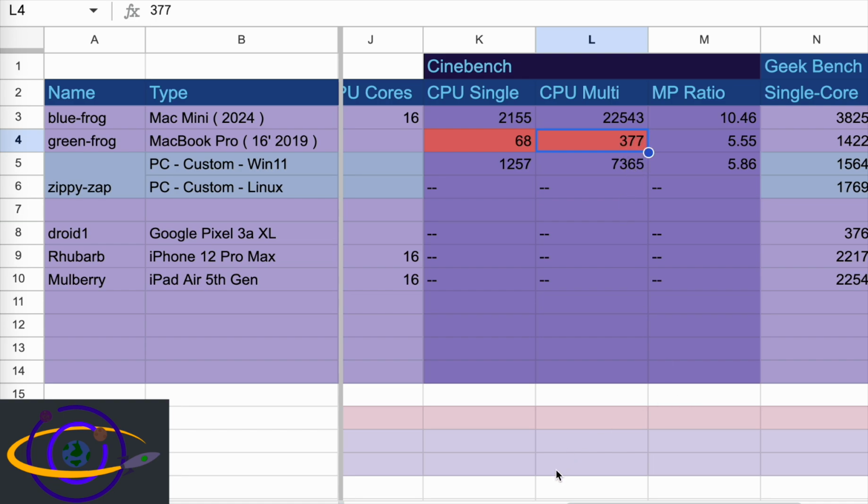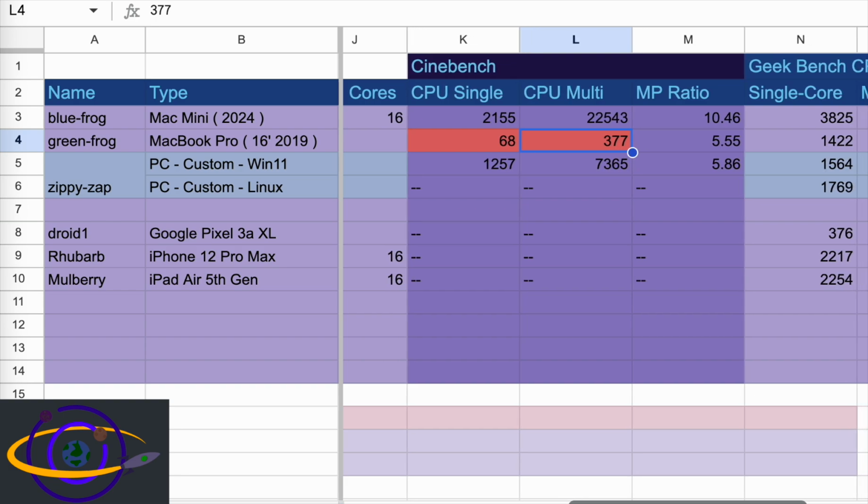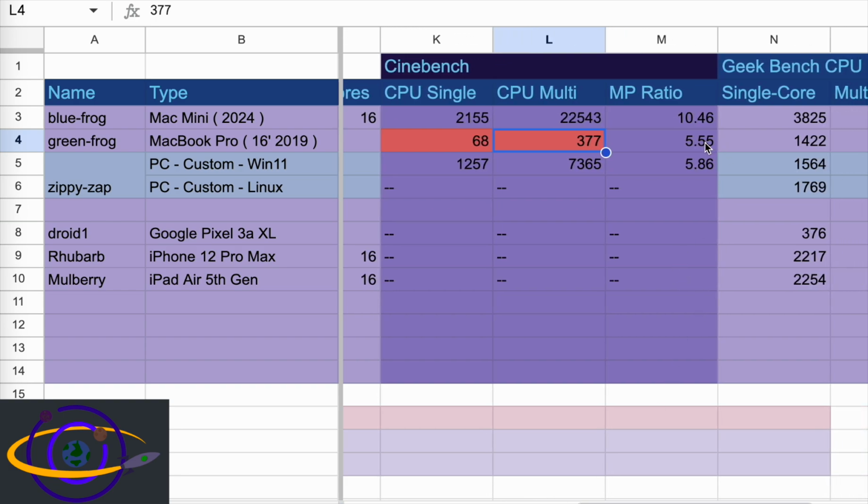Something's wrong here, right? So not sure about that. Now, the ratio is still what I would expect. The MP ratio is how much of an improvement you get from single core to multi-core, and you get a pretty good number here. It's pretty good at multi-core workloads for the Mac Mini.